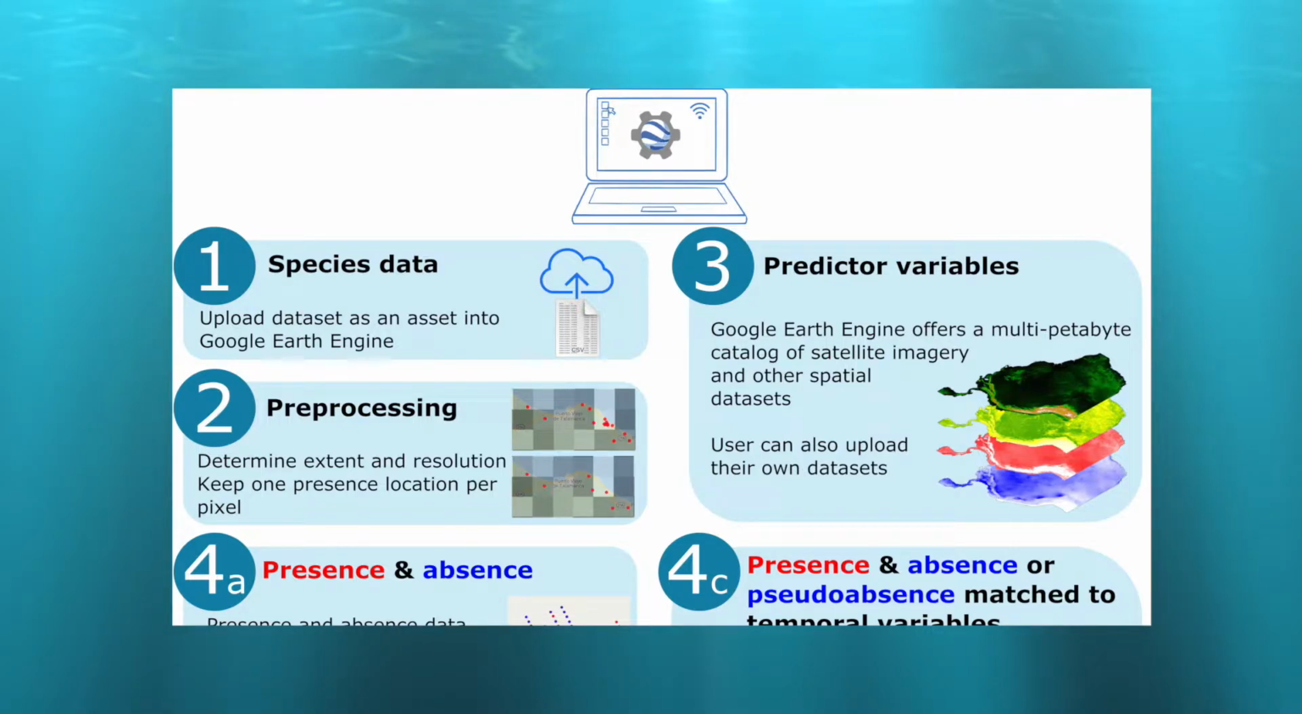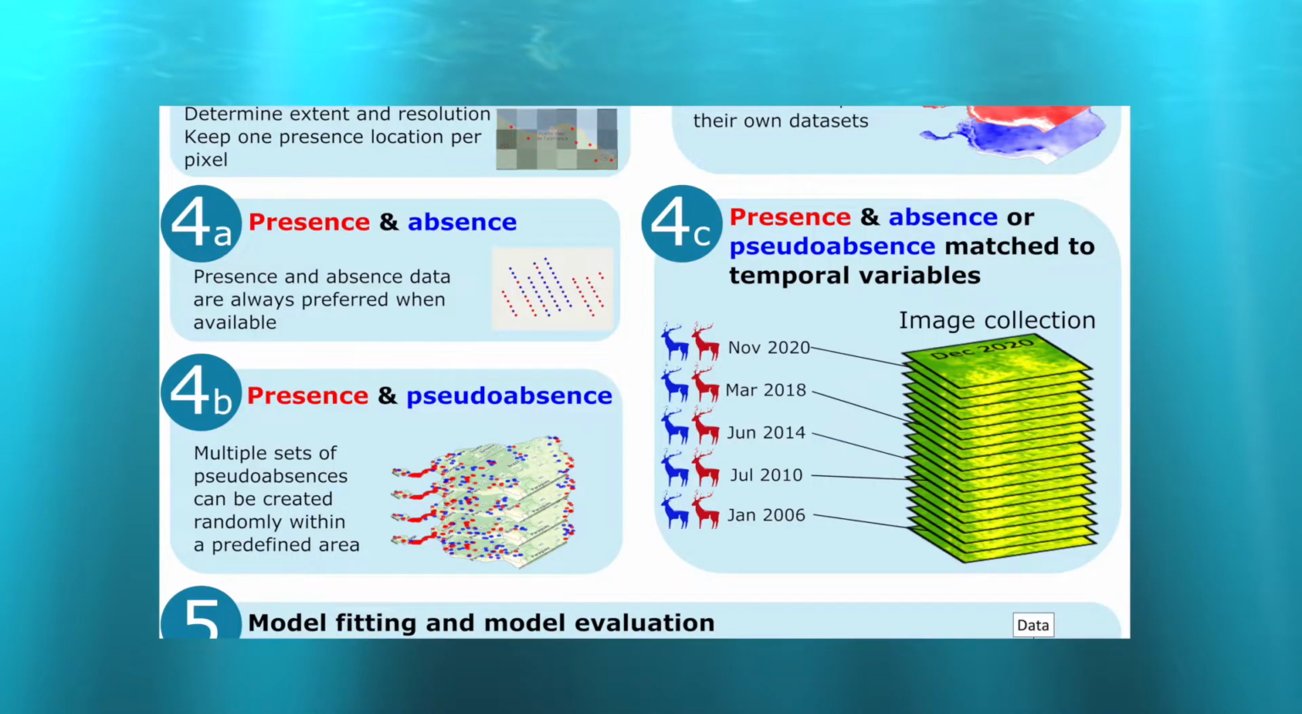Once we have our final present-only or presence-absence data set, we can choose our predictor variables. Again, we have a huge collection of remote sensing products available in Google Earth Engine. Once we have that, depending on the type of data we have, presence-absence is always recommended. But if we don't have absence data, then we will create pseudo-absences, and we will see in more detail later what we mean, and the different strategies recommended by different authors on how we do that.